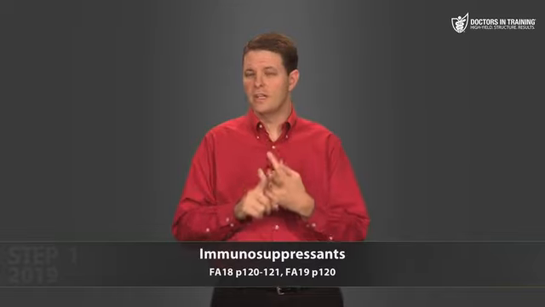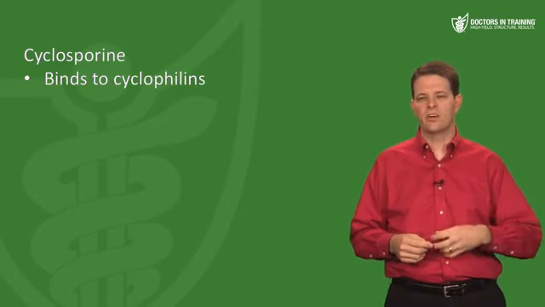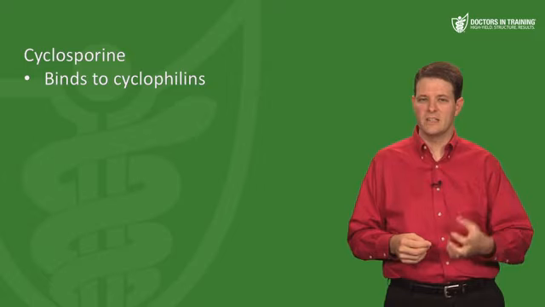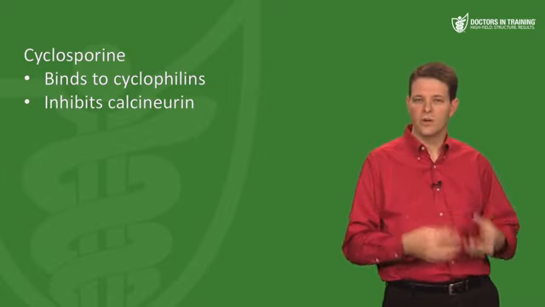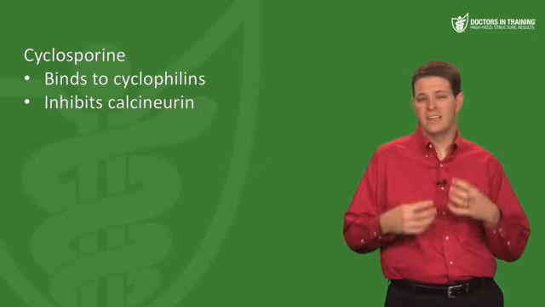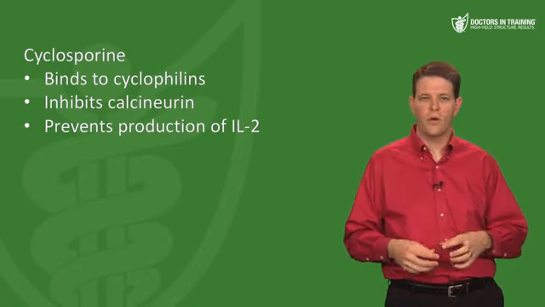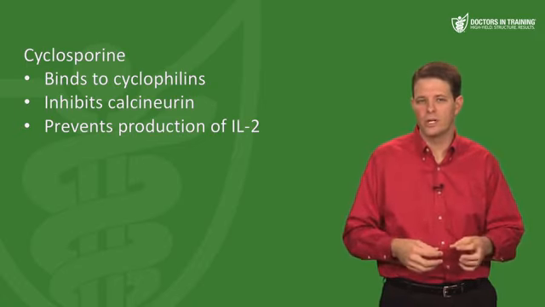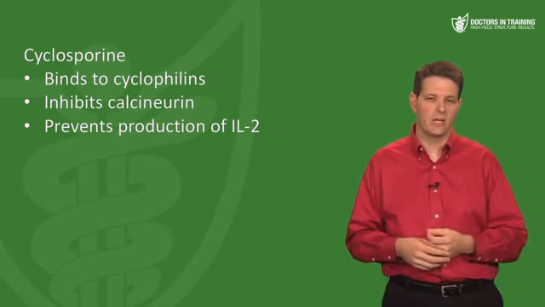So focus on unique side effects as well as the mechanism of action. So let's start with cyclosporin. Cyclosporin's mechanism of action is that it binds to proteins called cyclophilins in the cytosol of T cells. And then the cyclosporin-cyclophilin complex inhibits calcineurin. And since calcineurin activates the transcription of IL-2, this inhibition of calcineurin prevents the production of IL-2. So cyclosporin is ultimately inhibiting IL-2 production by way of calcineurin, and this disrupts T cell differentiation and activation.